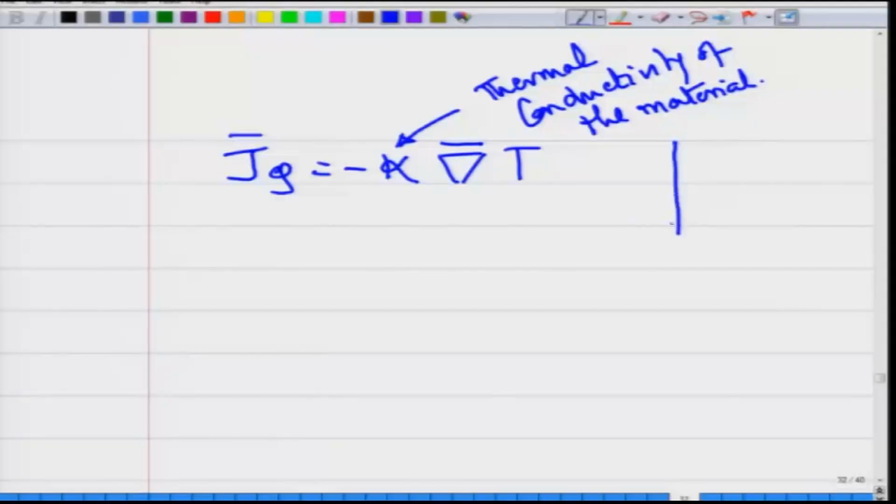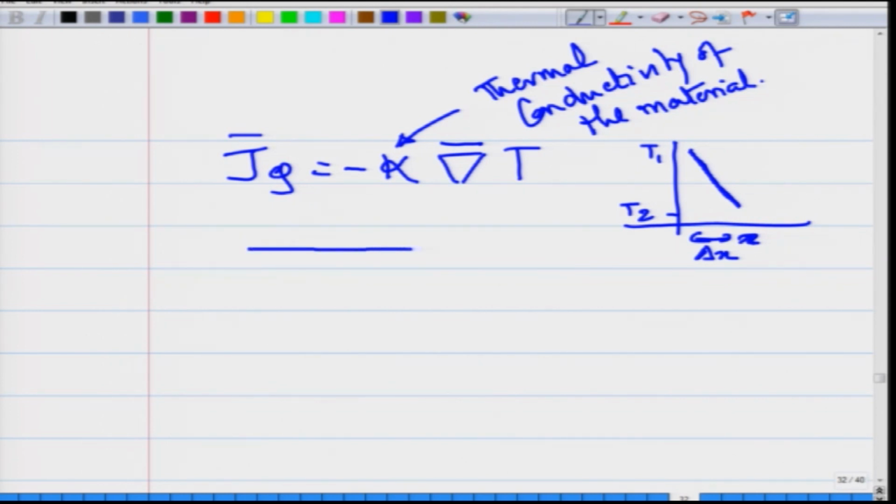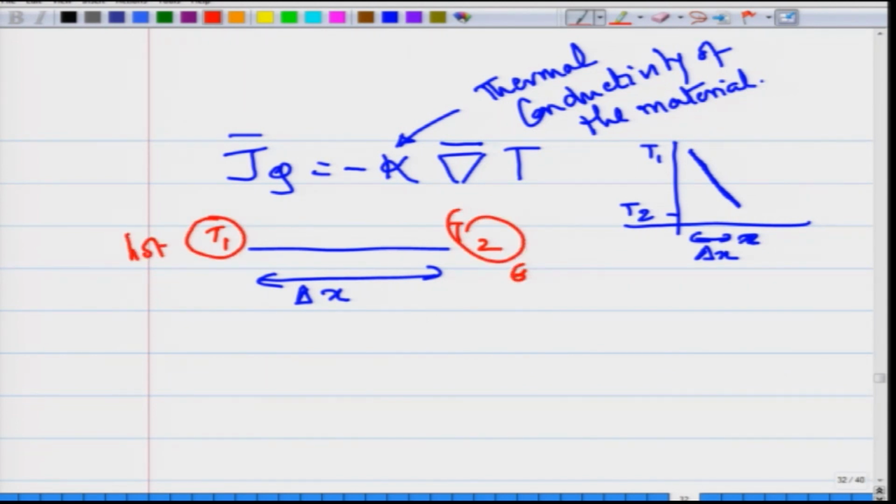If you look at the gradient, if you have T1 to T2, this is T1, T2 over a distance delta x. If this is from the hot end to the cold end, then the gradient is negative, but you have a current in a certain direction which is in the plus x direction. So, along the sample this is delta x and this is T1 and this is T2. So, you have a gradient, this is the hot end and this is the cold end. So, your dT by dx is actually negative, but your current flow is in the plus x direction.